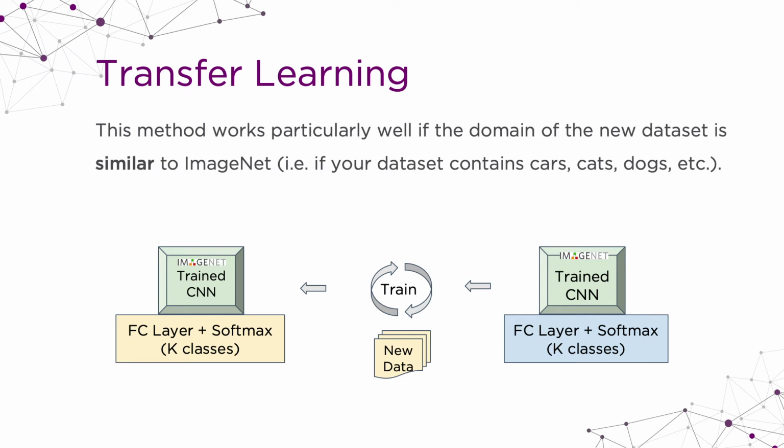This method works particularly well if the domain of your data set is similar to ImageNet. So again, if you're doing cars, people, cats, dogs, this will work particularly well. If you're trying to transfer learn from ImageNet to spectrogram data, that might be a little bit harder, because the features that were learned from ImageNet weren't necessarily trained on spectrogram data.